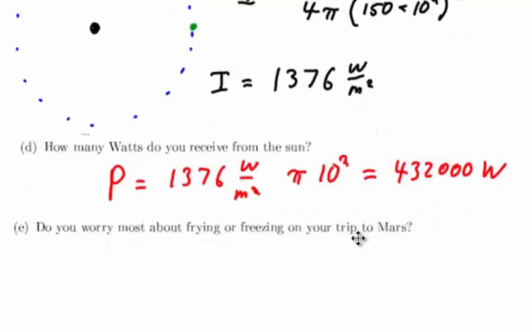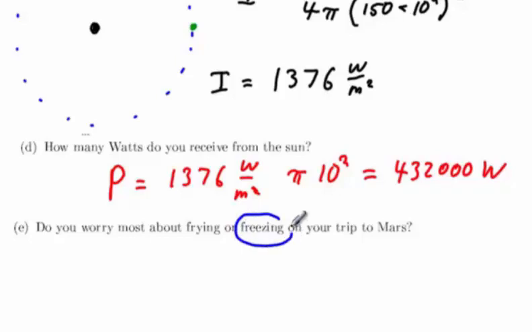Finally, Part E asks us whether we worry most about frying or freezing. Well, since the outgoing power in the form of heat radiating from our spaceship is 504,000 watts, and the incoming power from the sun itself is only 432,000 watts, the outgoing heat exceeds the incoming heat, and so in fact our major concern is freezing.